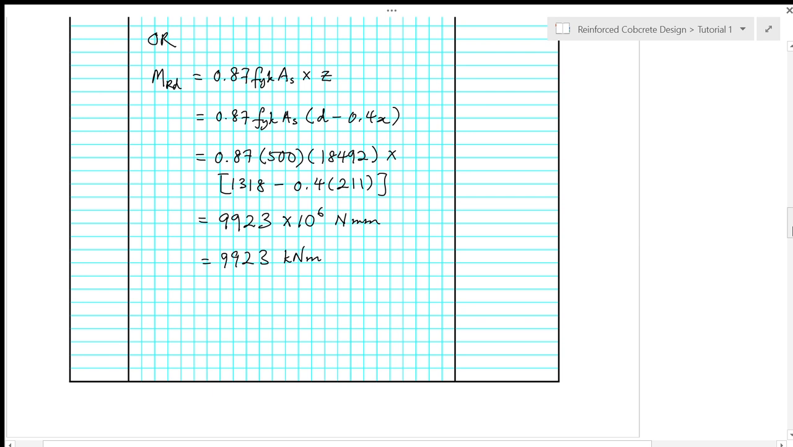So this is an example where you don't do design, but you check on the strength of the section, where the section has already been designed and constructed, and you as an engineer are asked to find out what is the strength of the existing structural element. So this is the way that we calculate the strength with respect to bending in the existing structural element.